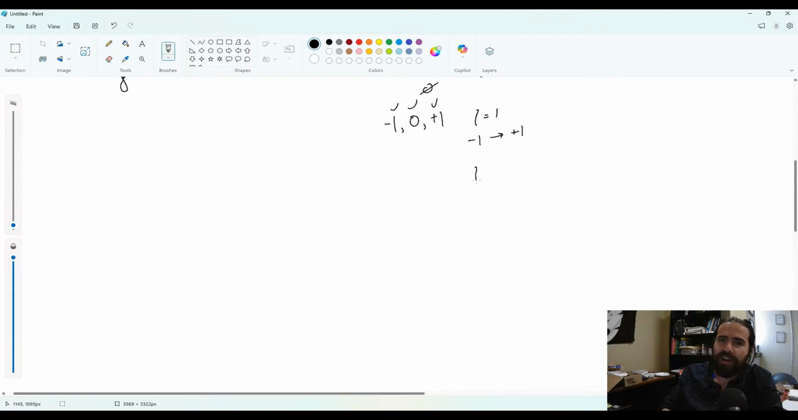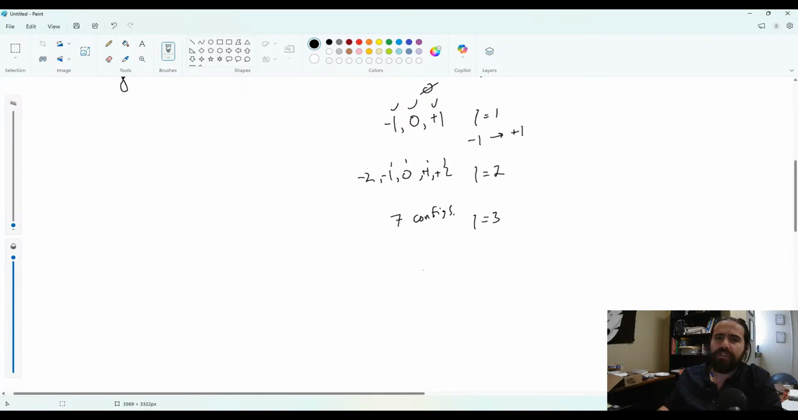Let's say I have an L value of 2, right? That means I can go all the way from minus 2 to plus 2. So that means I have minus 2, minus 1, 0, plus 1, and plus 2. So I have 1, 2, 3, 4, 5 different configurations if I have an L value of 2. And finally, if I have an L value of 3, I can do the exact same thing, but I end up with 7 different configurations.